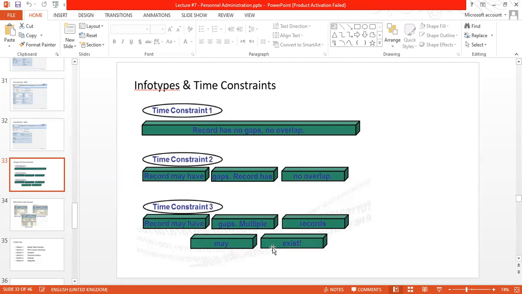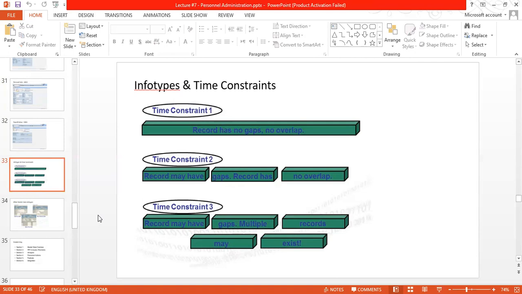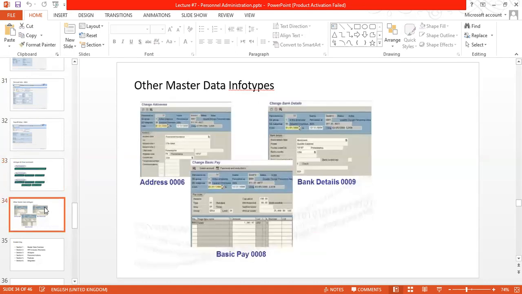Time constraint three: records may have gaps, and multiple records may exist. Multiple overlaps can exist, which in an example is like a person working on multiple projects. Like a person is given a task for Shell Pakistan, and he is also looking after Shell Egypt. So that can have overlapping. Multiple gaps, yes, and between employments and between assignments there can be gaps for taking breaks or going on vacations. Other info types can be address, bank details, basic pay. We'll see this. These info types are basically numbered.